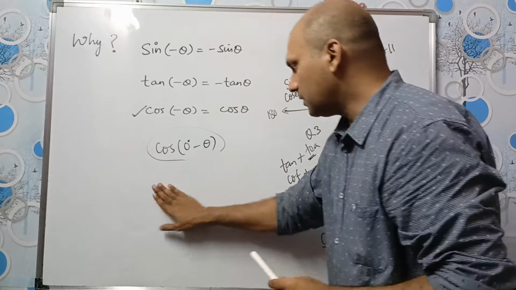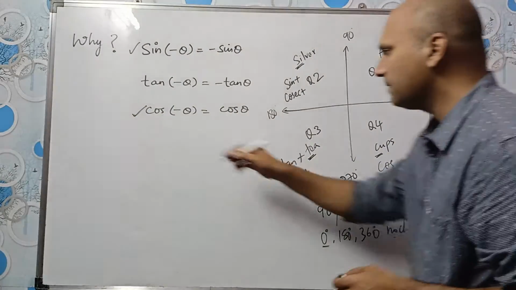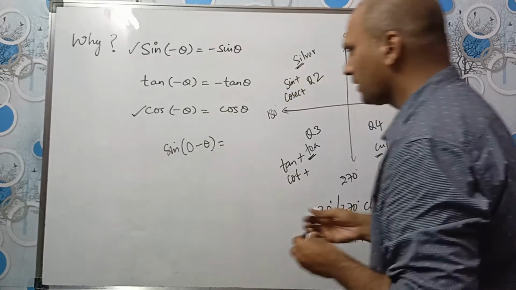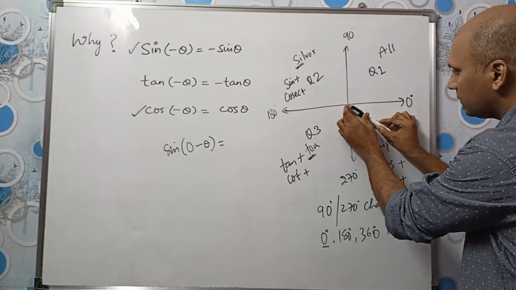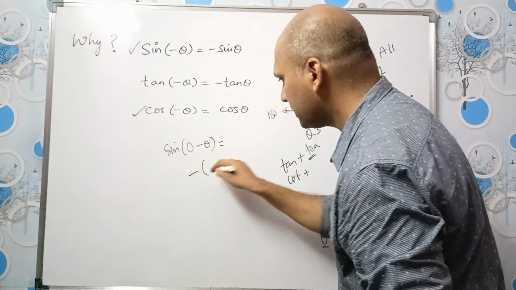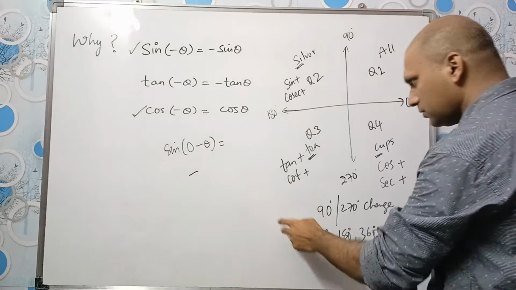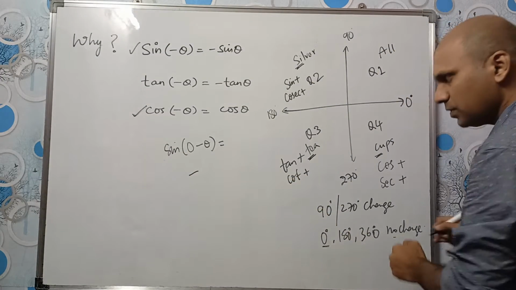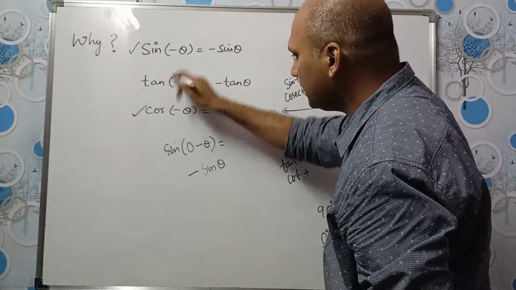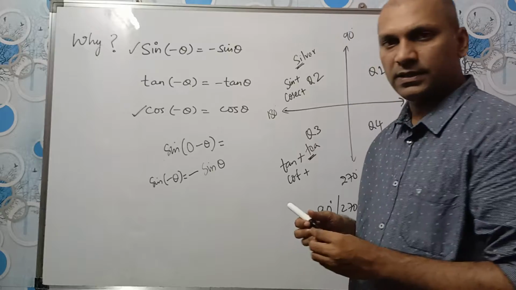What about sine? Let us write sine minus theta as sine 0 minus theta. 0 minus theta is again here in the fourth quadrant. In the fourth quadrant, sine is negative, so this whole part is negative, so minus sine. Do you think sine will change? No, because at 0 there is no change, so sine will remain sine, so this will be sine theta. So sine minus theta is equal to minus sine theta.